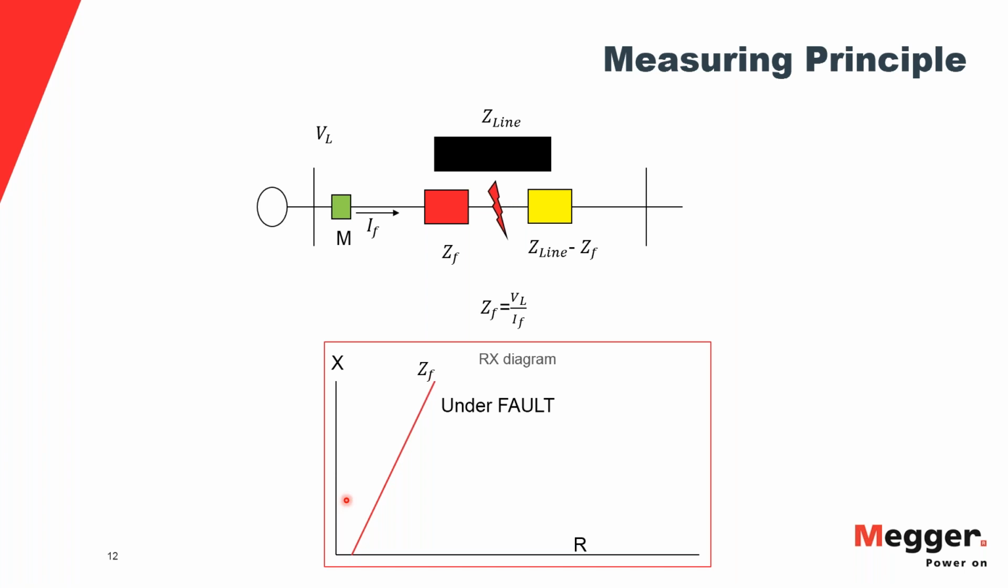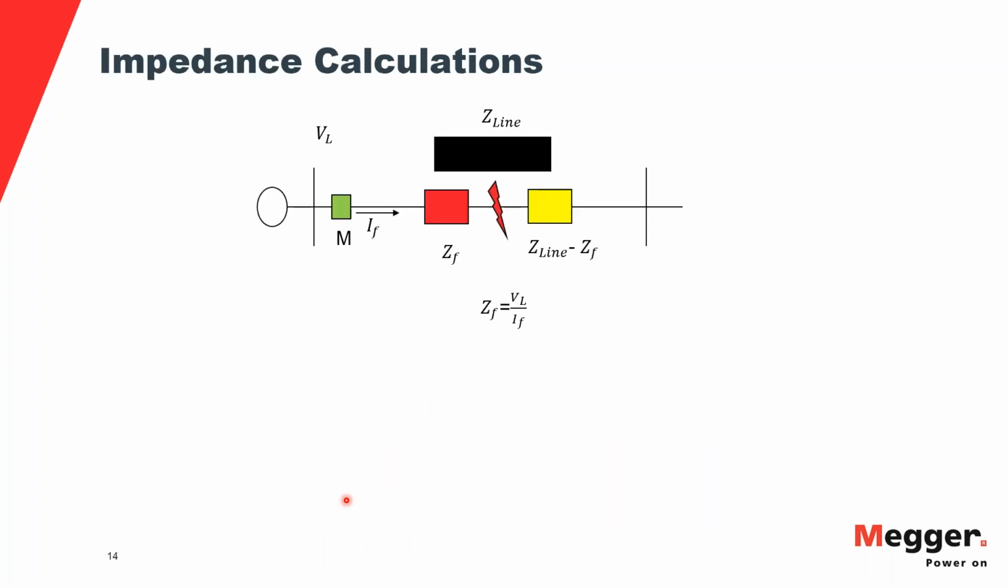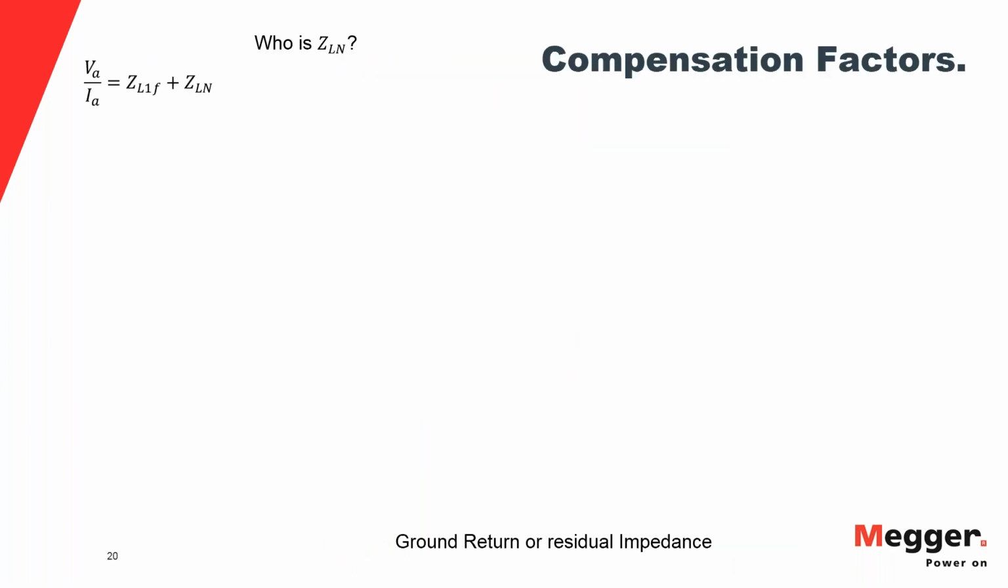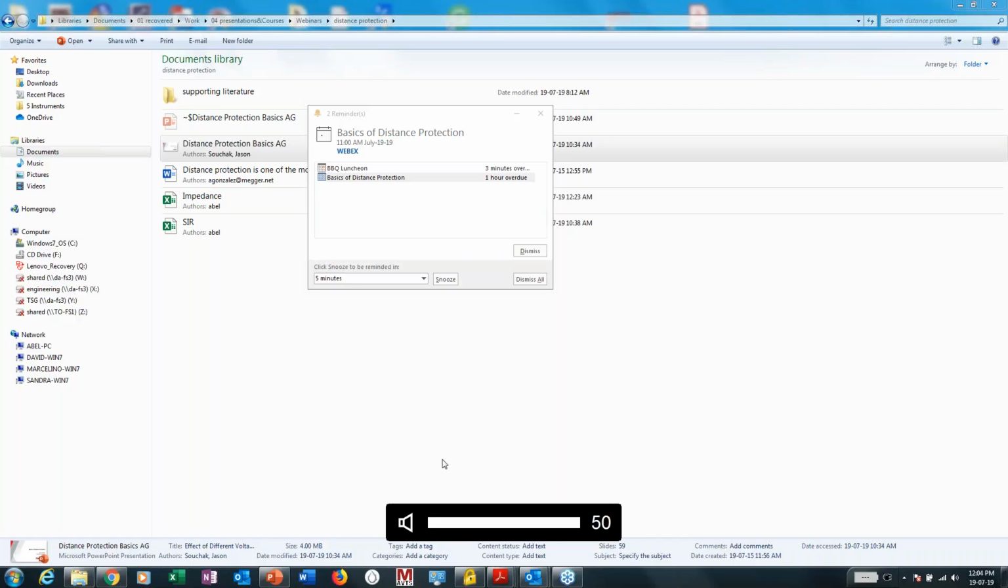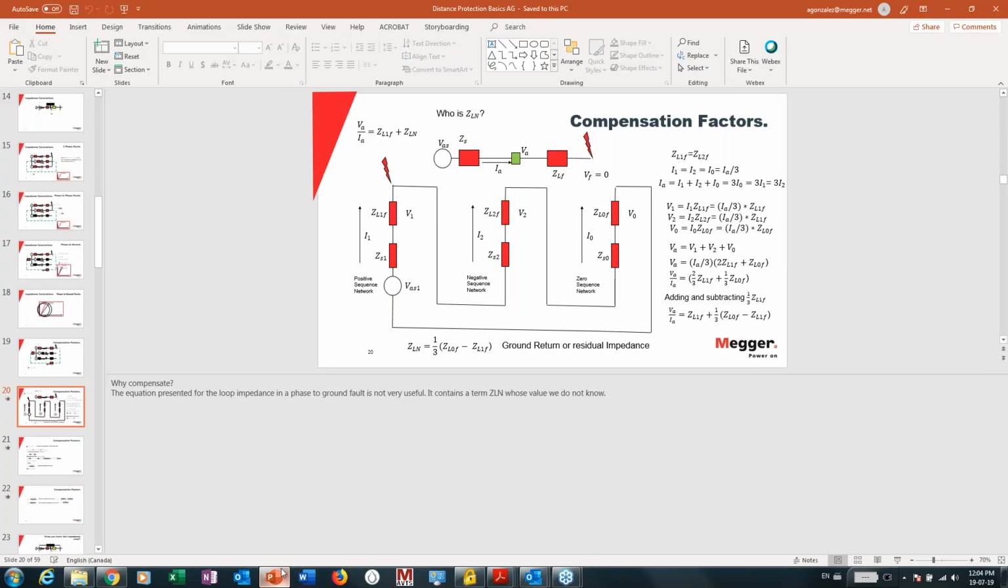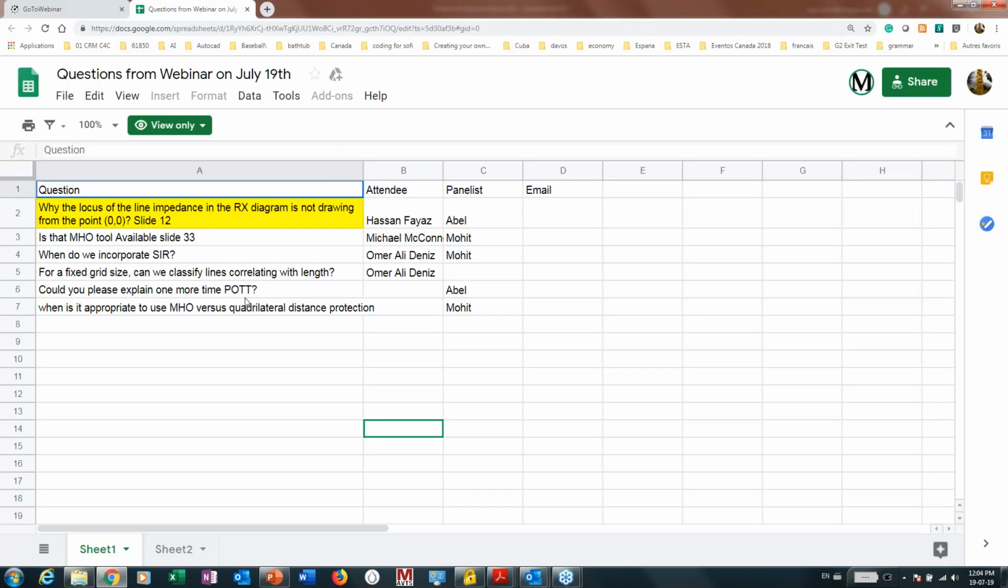Our next question is, when is it appropriate to use MHO versus quadrilateral distance protection? Really nice question. I've seen quadrilateral being used primarily for ground faults, or line-to-ground faults, because it provides a better resistive reach. If you have a pretty high fault resistance, your MHO characteristic, if not set well, can cause problems. I've seen many people using quadrilateral for their ground faults and keeping MHO for phase-to-phase and three-phase.